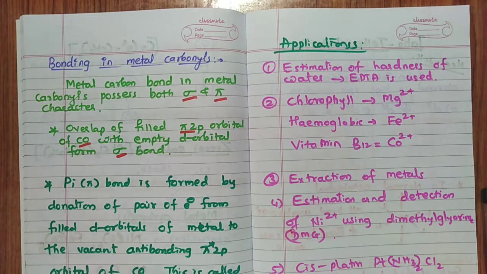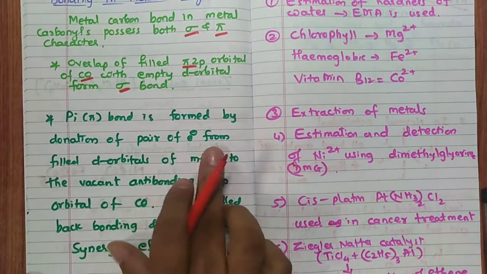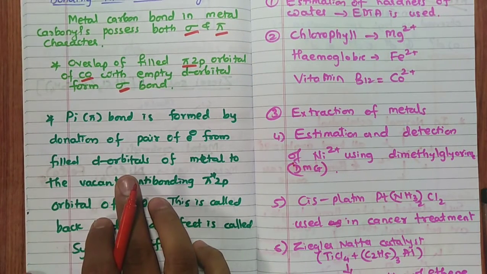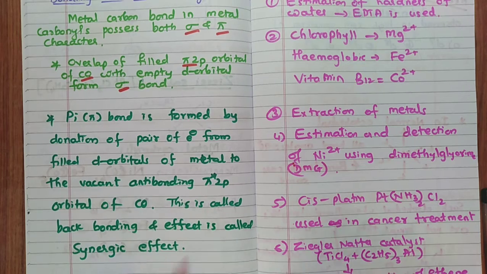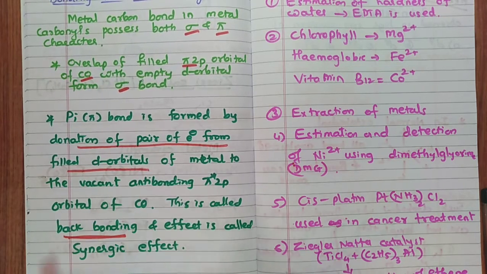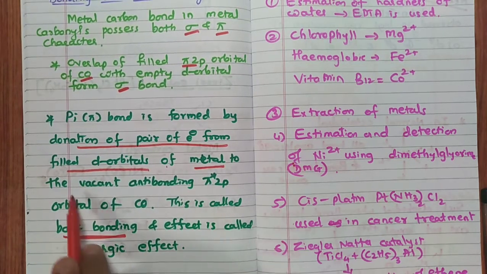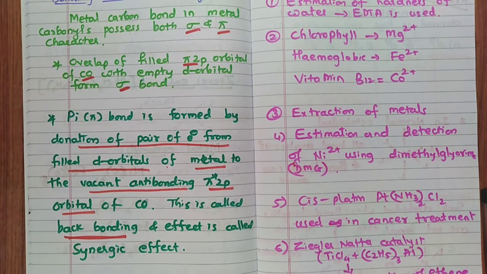But how is the pi bond formed? Important. The pi bond is formed by donation of a pair of electrons from filled d orbitals. Generally the ligand should give electrons to the metal ion, but here the metal ion is giving electrons to the pi star orbital of carbon monoxide. Hence it is called back bonding, remember. So the pi bond is formed by donation of a pair of electrons from filled d orbitals of the metal to the vacant antibonding pi star 2p orbital of carbon monoxide.